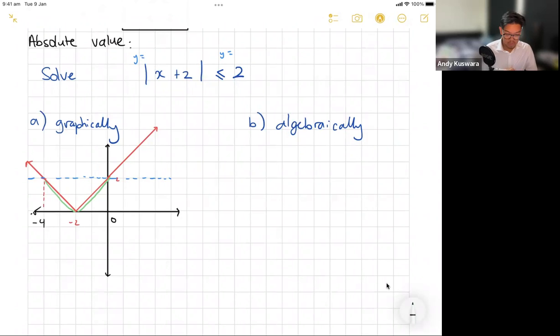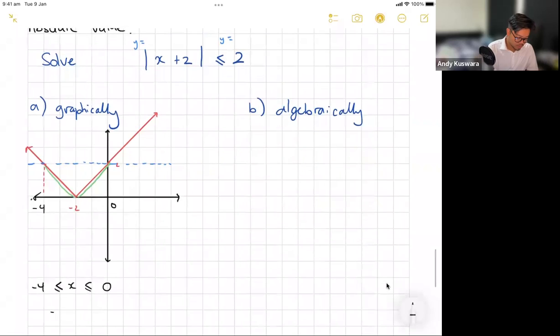So if I wanted to solve this, I'd say, for this to be true, my x values have to be in between -4 and 0. So I'd write that out. It'll be in between -4 and 0. And that's it. That's my solution. Again, you can sketch it on a number line. 0, -4. We're in between and we're including, so we do the full circles and connect them up.